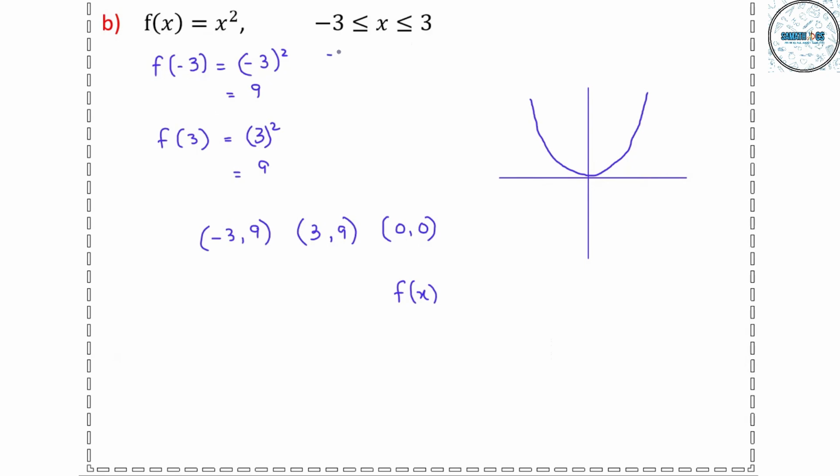We have -3, -2, -1, 0, 1, 2, 3. So this 0 is also in the domain, so we will consider its y value as well. We will write the range here. F of x is greater than or equal to 0. The smallest value is 0, and the largest value is 9.